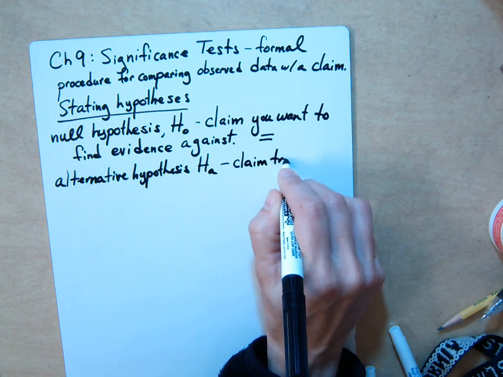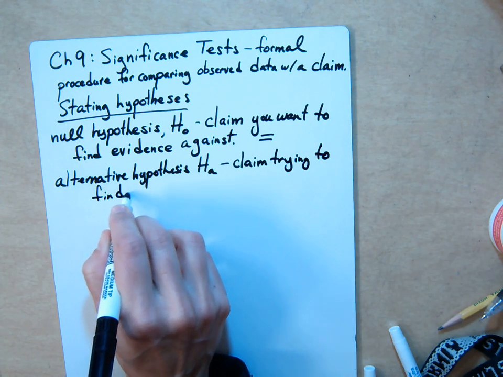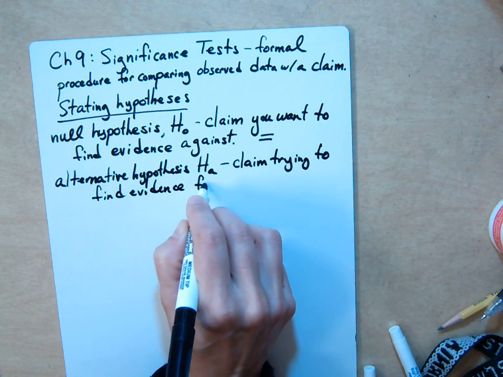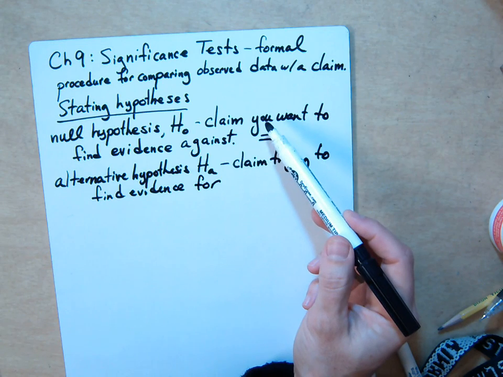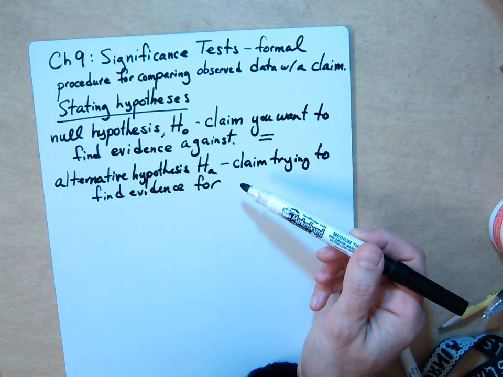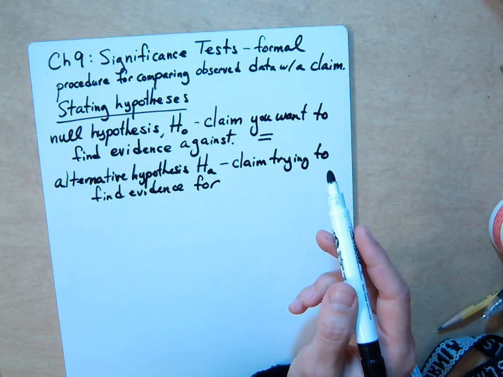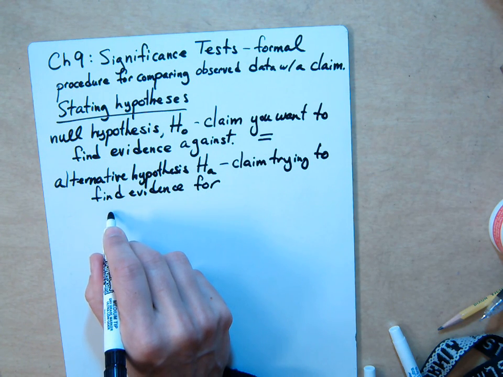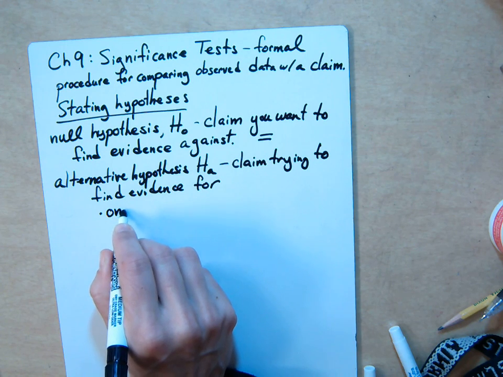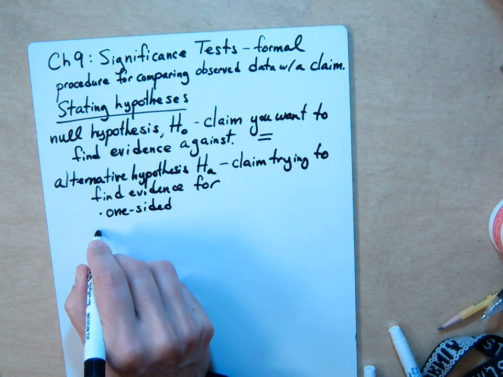So if you reject the null hypothesis, then you can say that your alternative hypothesis is true, and that's what you want. There's two types of alternative hypotheses. They are one-sided or two-sided.